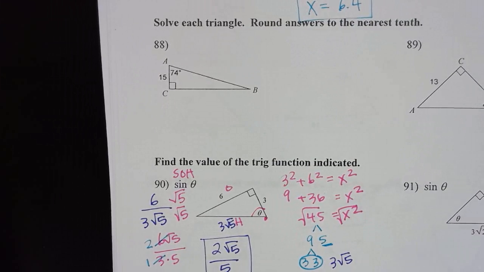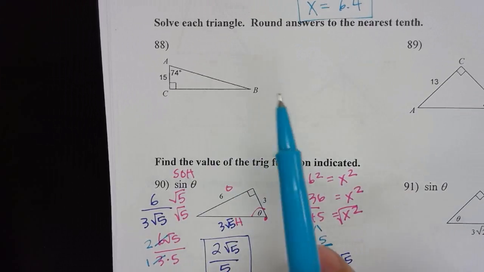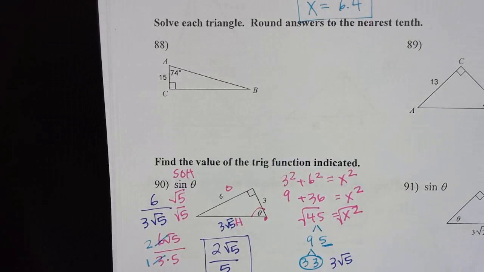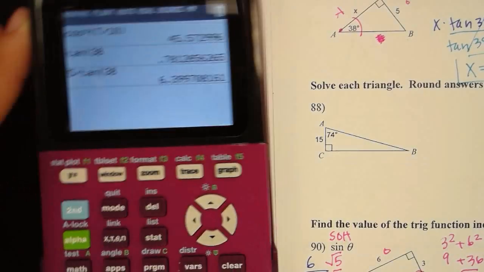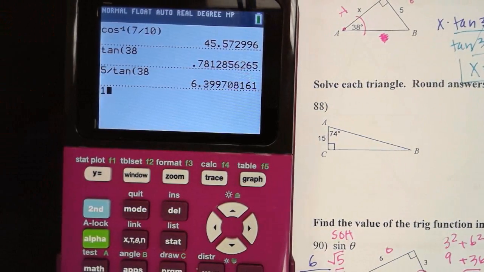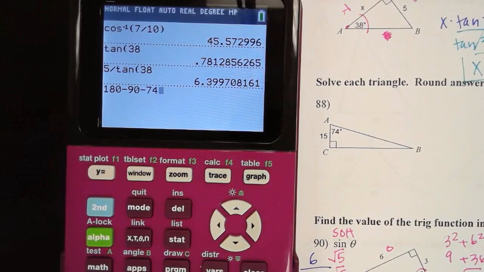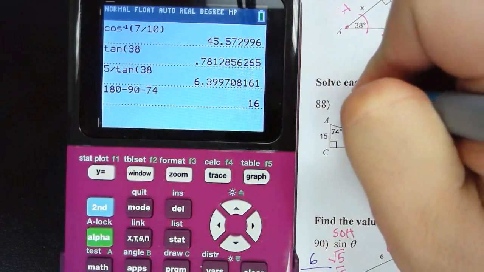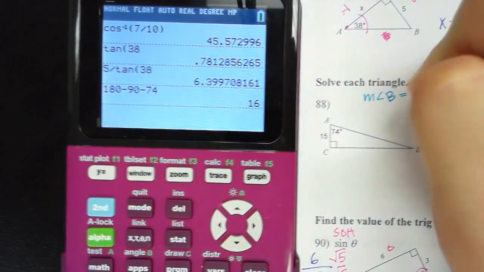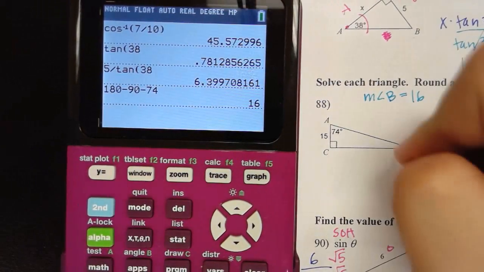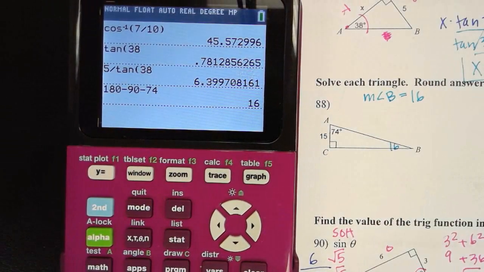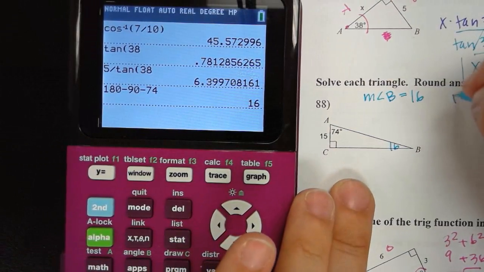Number 88. On this one I have to solve the triangle. Solving the triangle means you find every missing side and every missing angle. The first angle is the easiest to find because I know all of the angles added together equal 180. One of them is 90, one of them is 74. So the measure of angle B is 16. It's my first one. Now I need to find side BC, that one down here, and side AB.